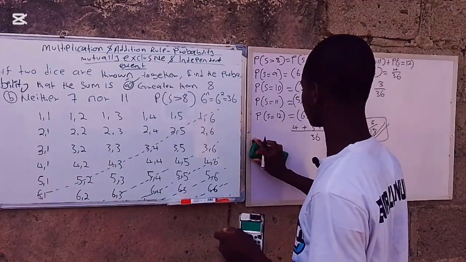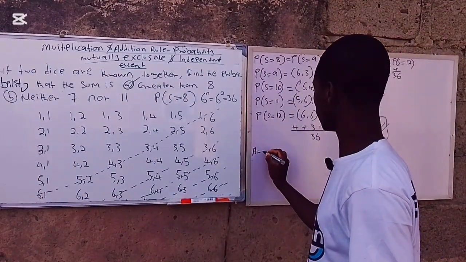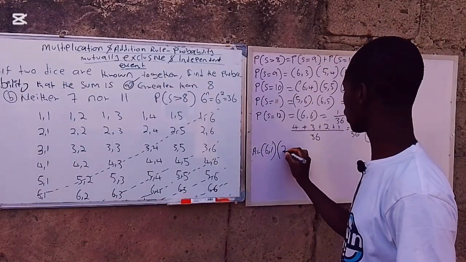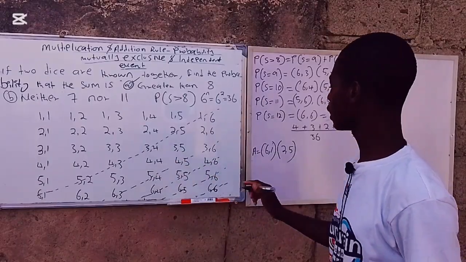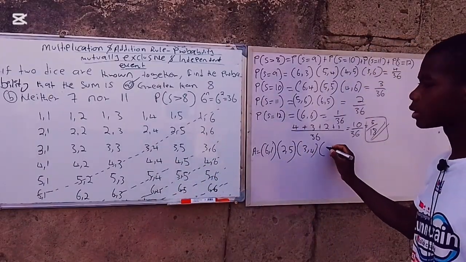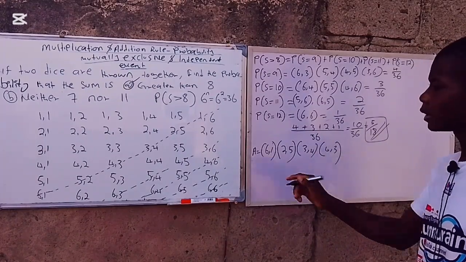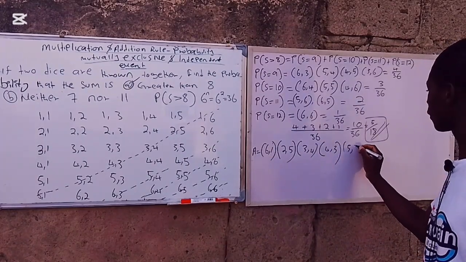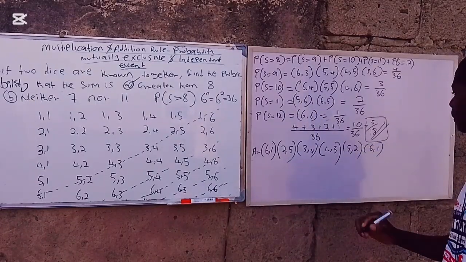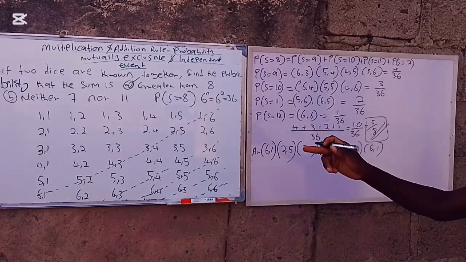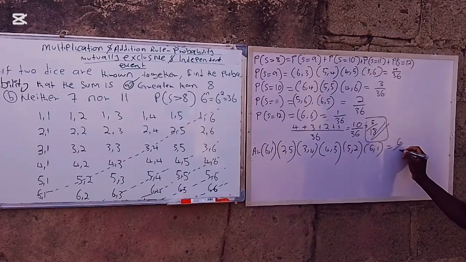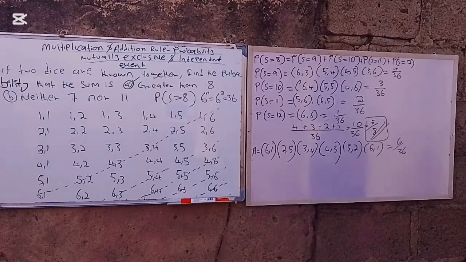Let me clean this. For A, I'll have 6 and 1, and therefore 2 and 5, and therefore 3 and 4, and therefore 4 and 3, and therefore 5 and 2, and therefore 6 and 1. We have 1, 2, 3, 4, 5, 6. So this should now be equal to 6 divided by the value of 36.